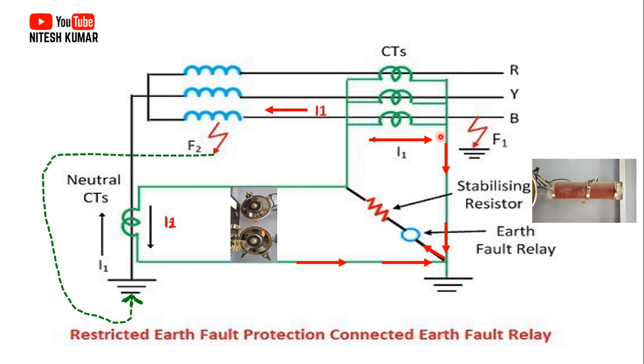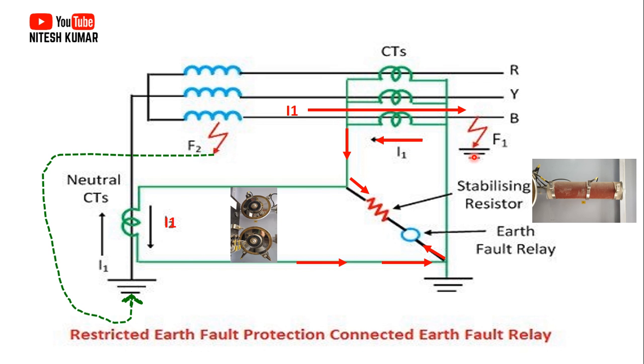But consider the second case, if there is a fault outside of your restricted area. Just consider that I created a fault here, outside of this restricted area. Then what will happen? The direction of this current will change. That means this current will be feeding to this point fault F1. Then the direction of the secondary of the CT will change, opposite to that of the primary. Then this current will be flowing like this, and this will be flowing like this.